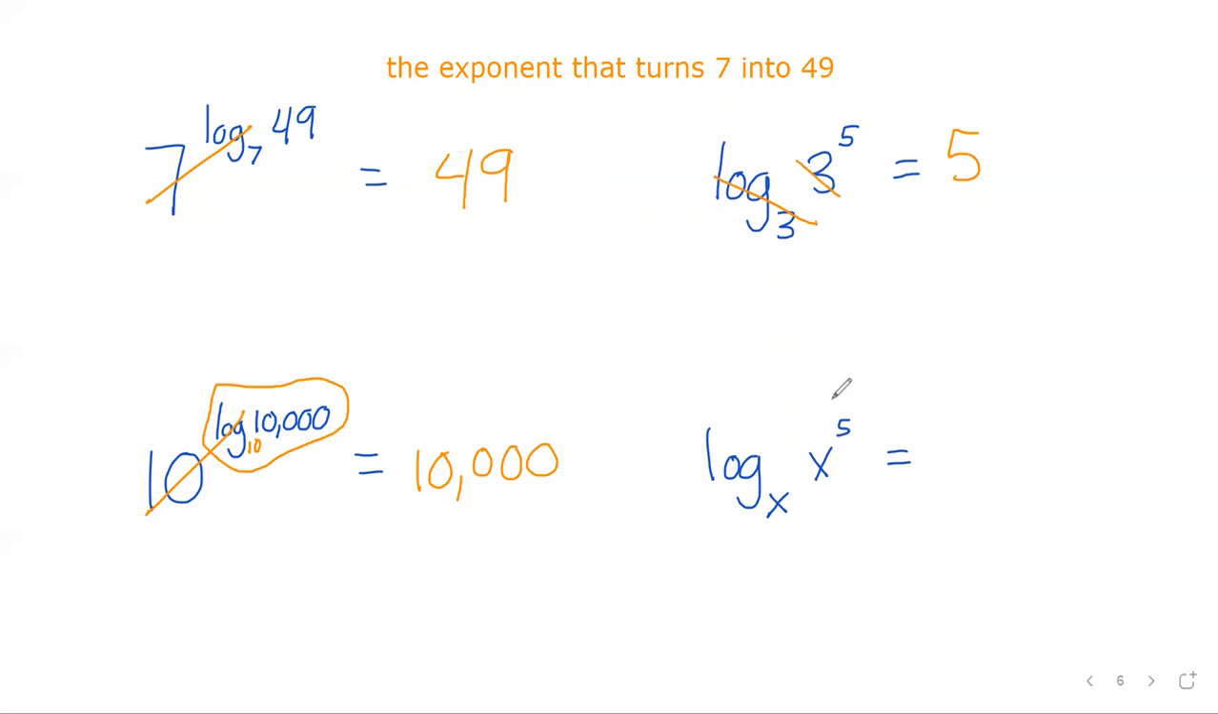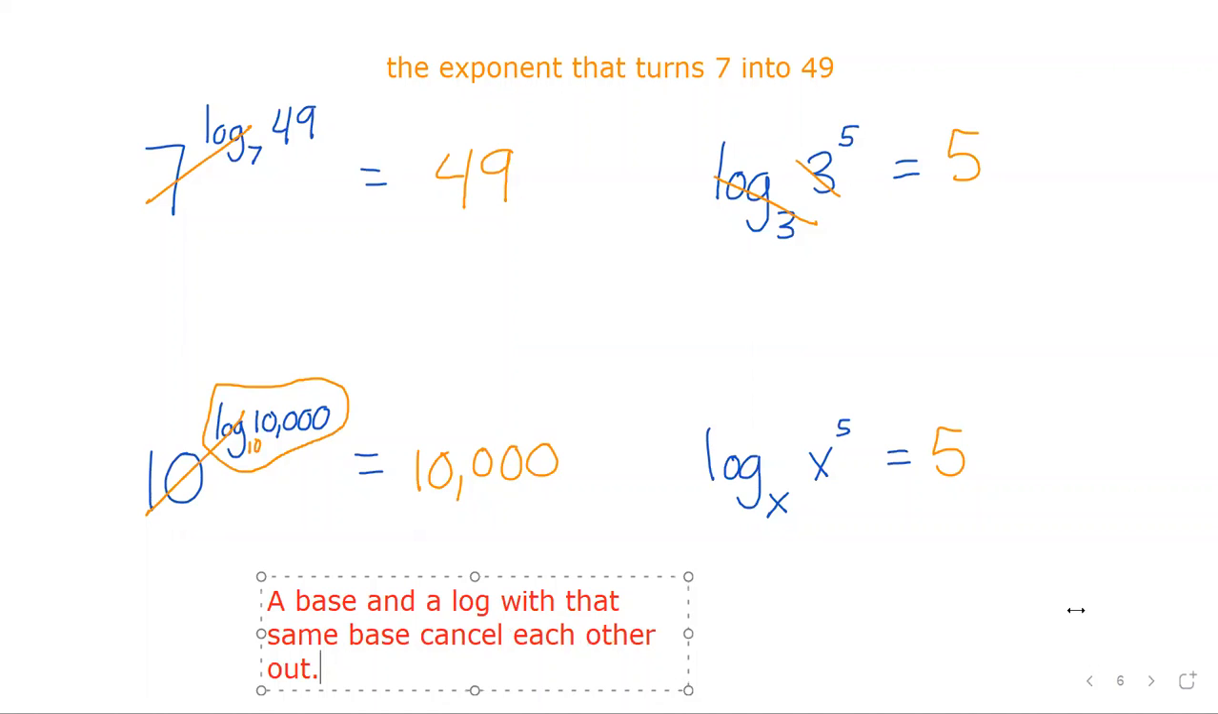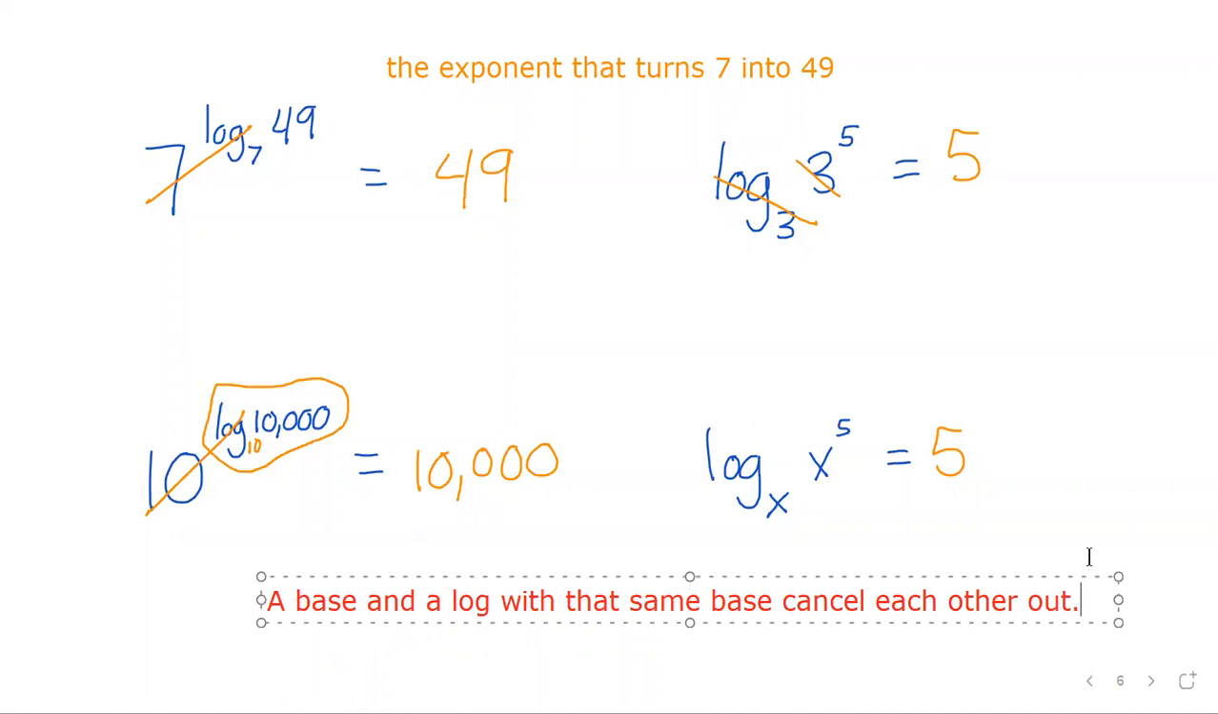So here's one in a more general form. What exponent turns x into x to the 5th? An exponent of 5 does that. So the rule that you can take here is that, and I'll write it out here, a base and a log with that same base cancel each other. So this again can make for some really quick and hopefully easy questions.